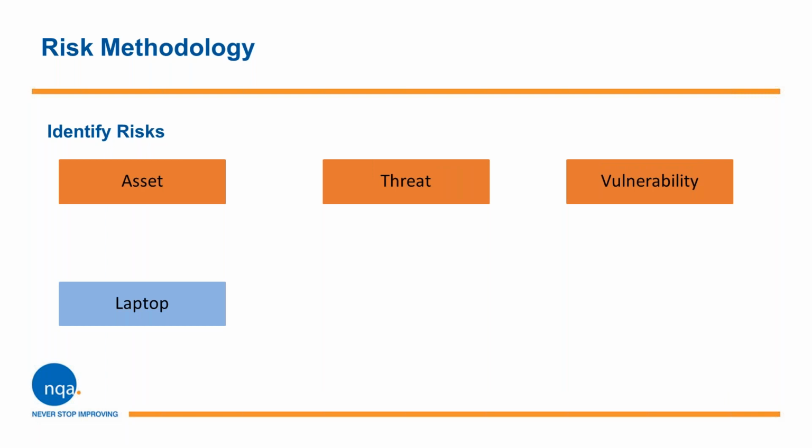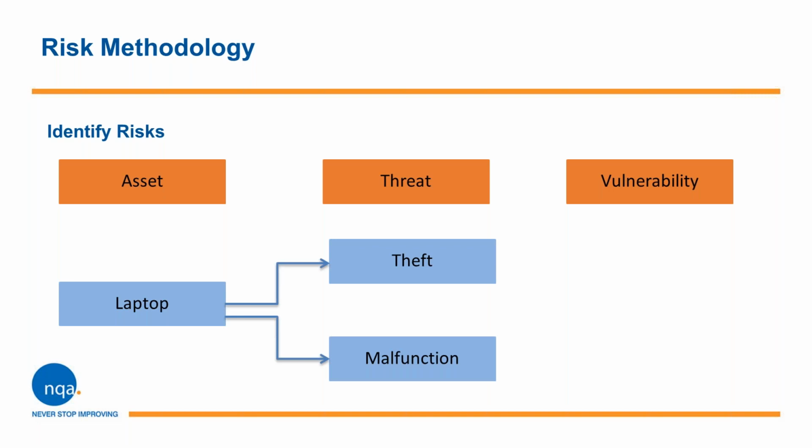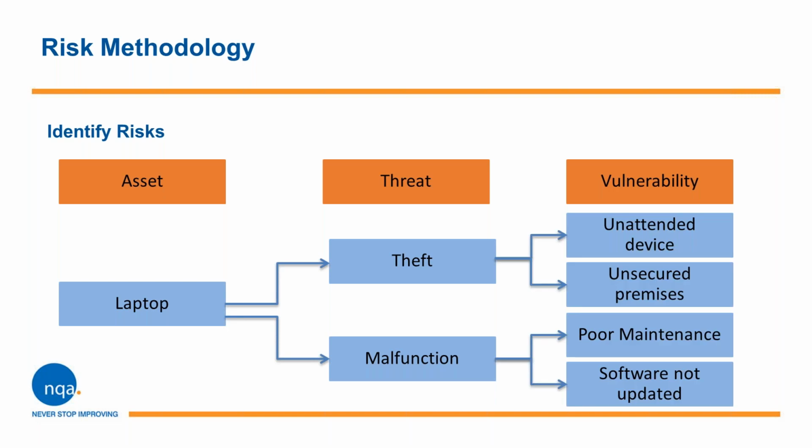So this is a little example of one asset having numerous threats with a number of vulnerabilities as demonstrated. So there we've got a laptop, okay? And this is quite a crude example, but if we say, right, information asset 1, laptop, that laptop has a number of threats. Two threats there are the threat of it being stolen and the threat of malfunction. So we've got 2 threats from one asset, but from those 2 threats, we might have 2 vulnerabilities for each threat. So we can see there the threat of the laptop being stolen, the vulnerability is unattended device or unsecure premises. And likewise with malfunction, the vulnerability there is poor maintenance or software not updated.